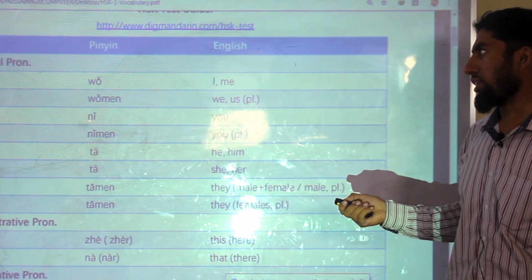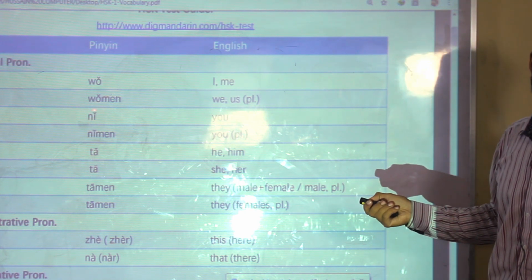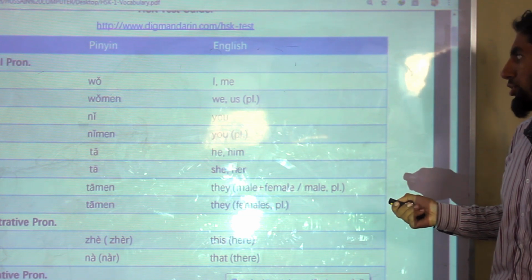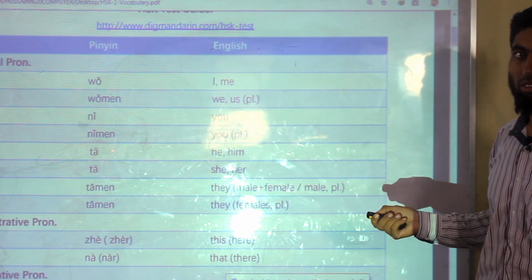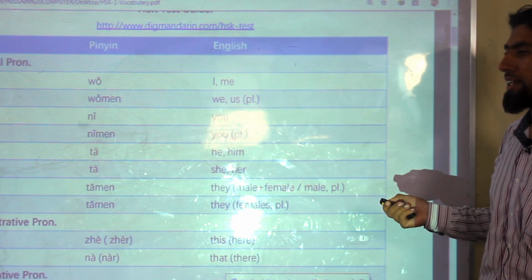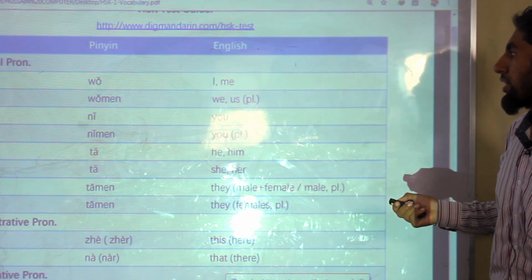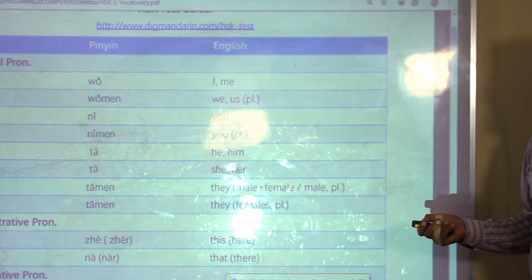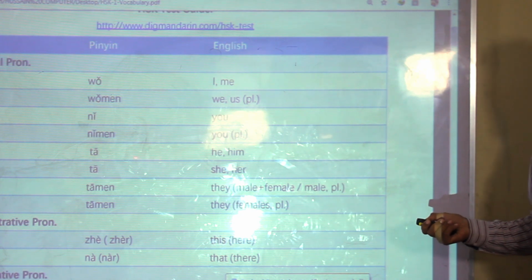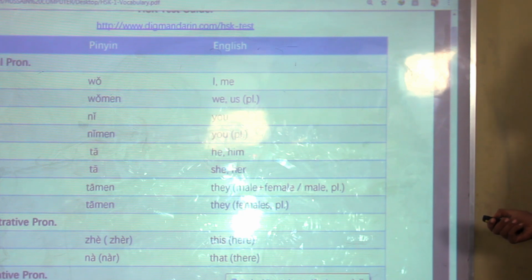Wo, third tone. Ni means you. Nimen means you, plural. Men is the short form of plural. Always remember, men is used for plural. Nimen, you plural.